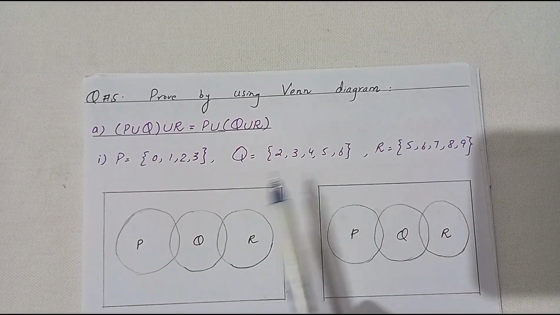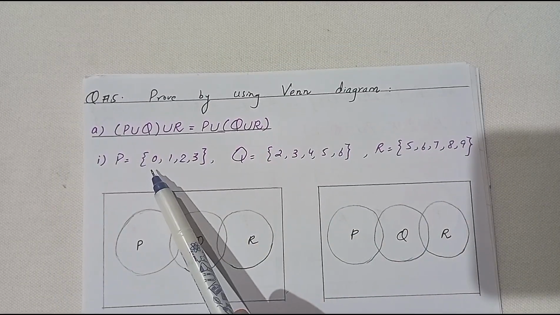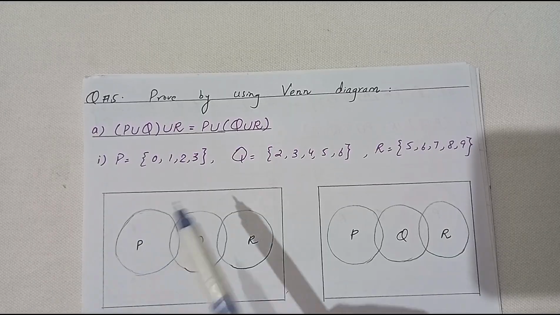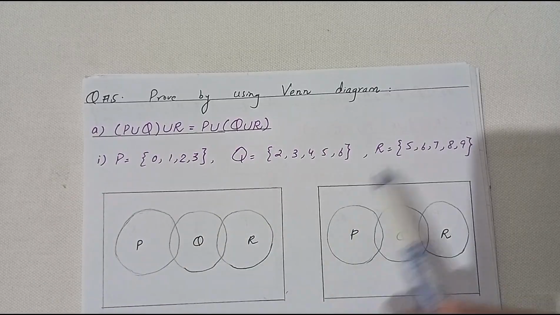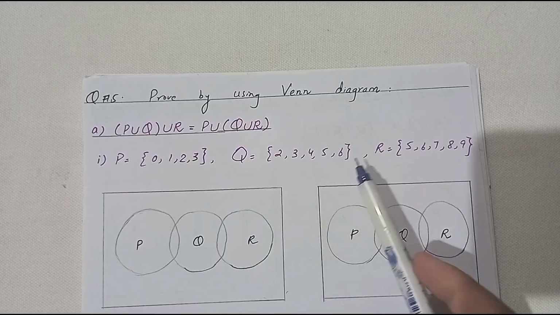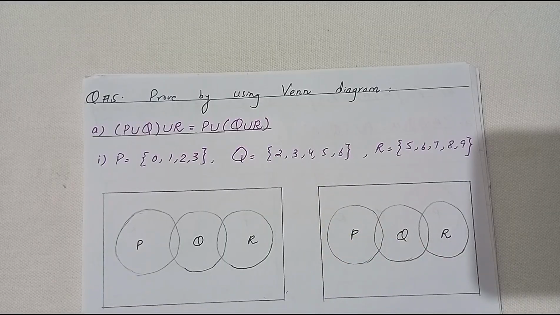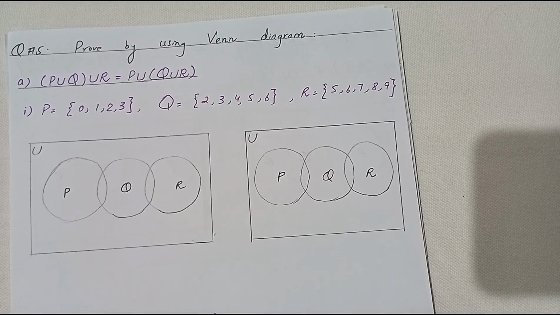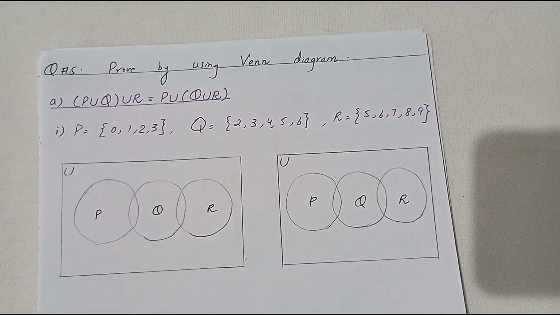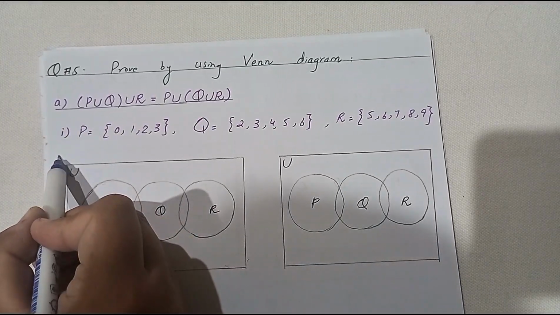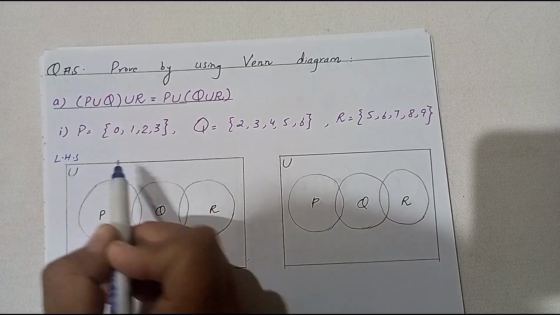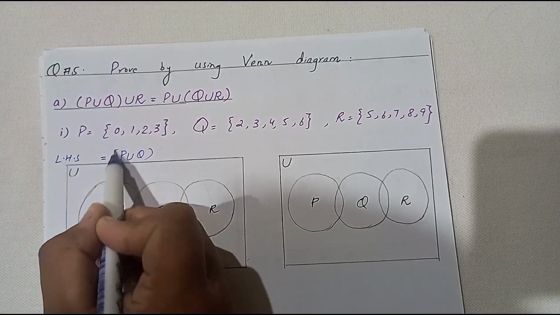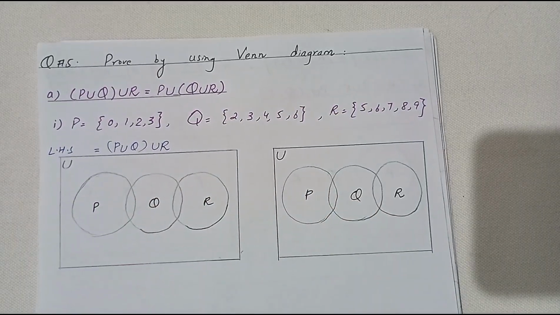As P, Q, R are given, you can see that P and Q are overlapping sets. The common part of P and Q is 2 and 3, and Q and R are overlapping sets. The common part is 5 and 6. So I made the diagram as this. So first, associative law of union, we shaded the left hand side. That equals P union Q union R.